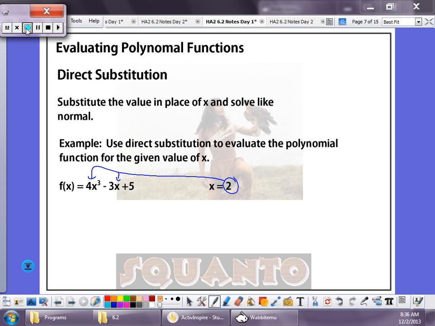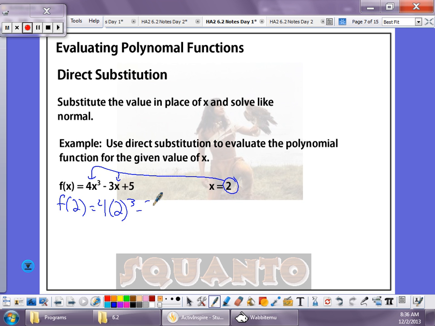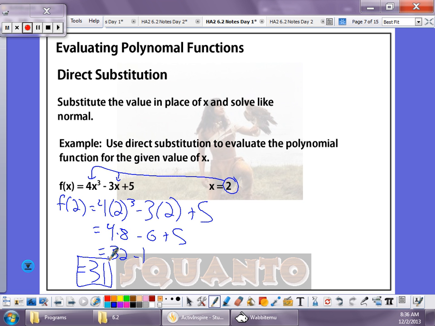So again, like I said, we're just going to solve for f of 2. It's going to equal 4 times 2 cubed minus 3 times 2 plus 5. And then you would just solve. So you would get 4 times 8 minus 6 plus 5, 32 minus 1 equals 31 would be your final answer. So all we did there again was substitute in 2 for x.